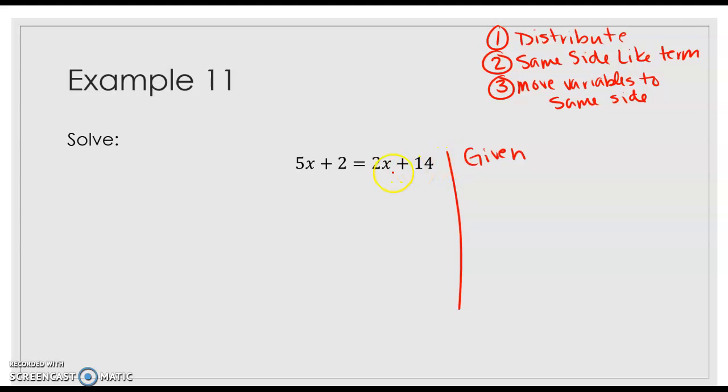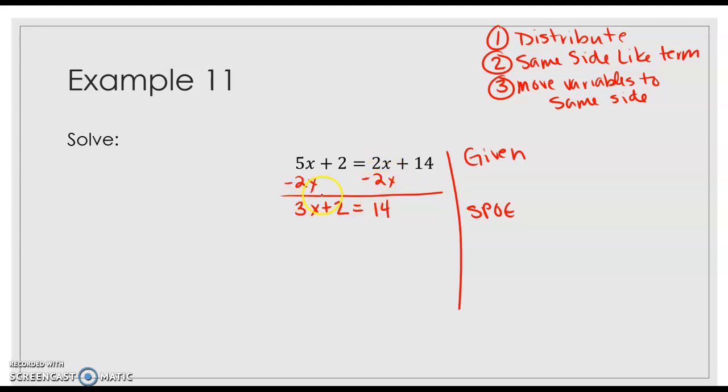So the first one was given to us. From here, I am going to do an SPOE. I'm going to subtract from both sides. I'm going to subtract the 2x. Now, you can subtract the 5x if you want. The reason I'm subtracting the 2x is because it's going to stay positive. Most mistakes are made when we work with a negative coefficient, and so I like to try to keep my coefficients positive where possible. And so I subtract the smallest.